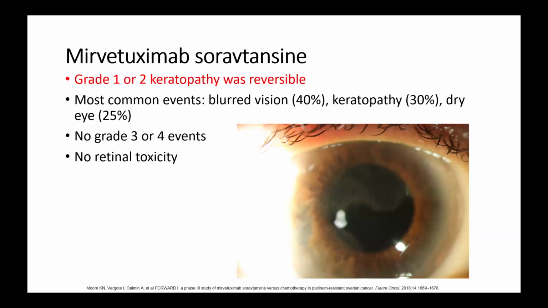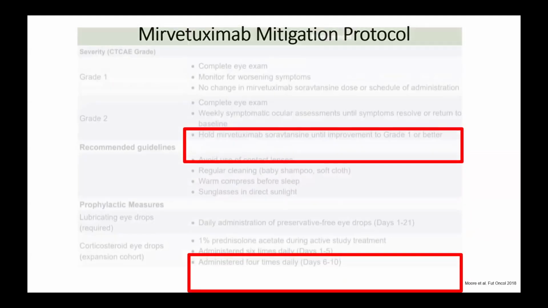Most common events are again blurred vision when the cysts are central, keratopathy, and there was no retinal toxicity because interestingly, folate receptor alpha is expressed in RPE cells. Though in clinical trials, there have been reports of anterior uveitis, especially in the phase 3 mirror cell trial, as will be presented at the AAO meeting by myself in a poster.